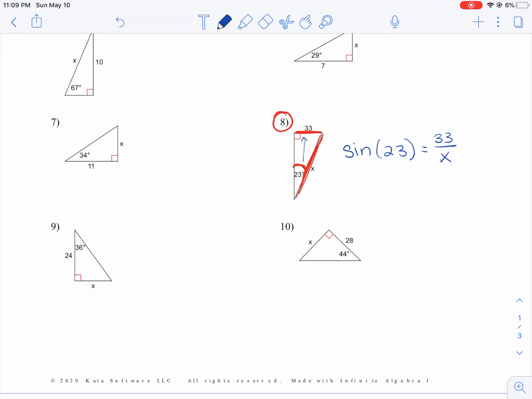And in this case, again, we need to do the opposite of division here. So we're going to multiply both sides by x. So we're going to get x times the sine of 23 equals 33, because those x's are going to cancel there. Again, I still need to isolate x, or get x by itself, so I need to divide both sides by the sine of 23.